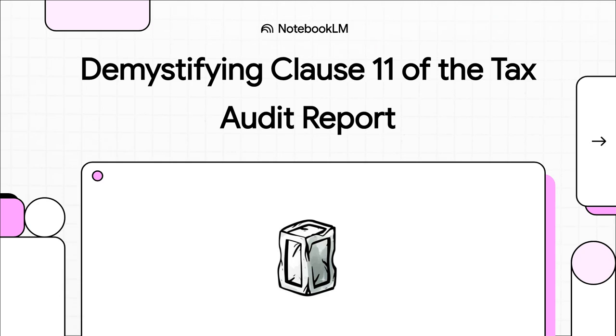All right, welcome to the Explainer. Today we're diving into something that looks pretty simple on the surface, but is actually the linchpin of the entire tax audit report. I'm talking about Clause 11 of Form 3CD.